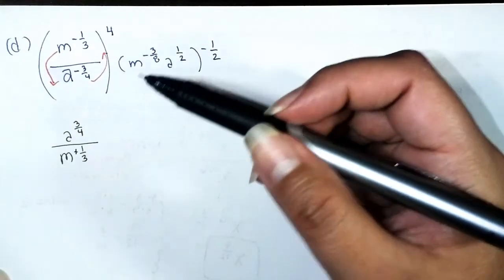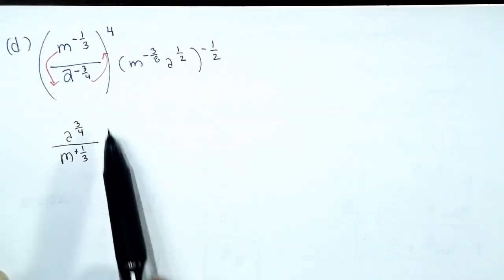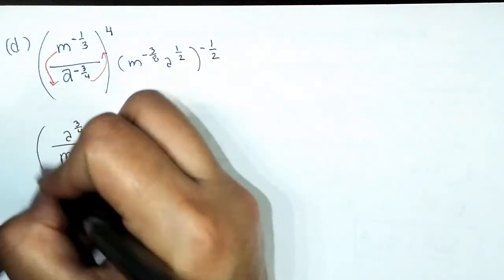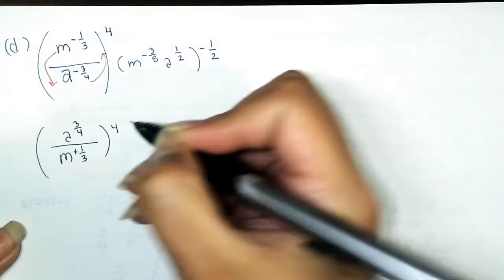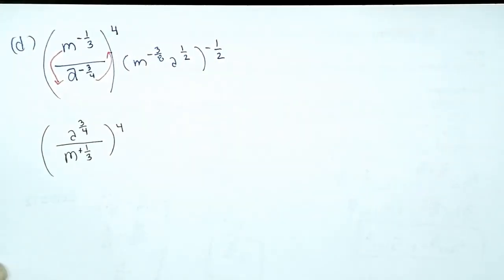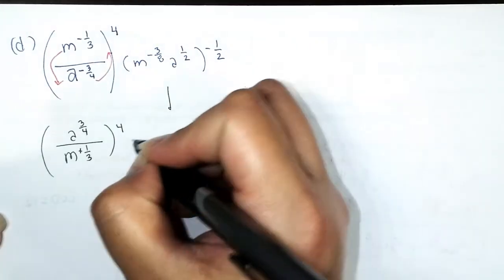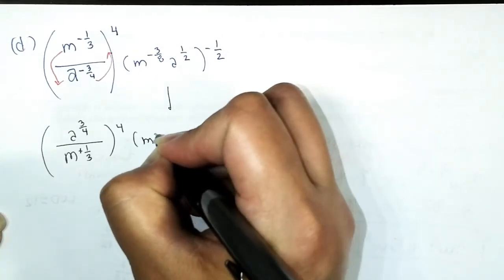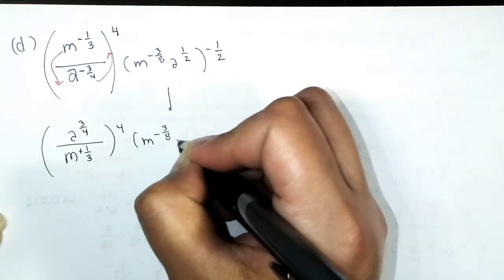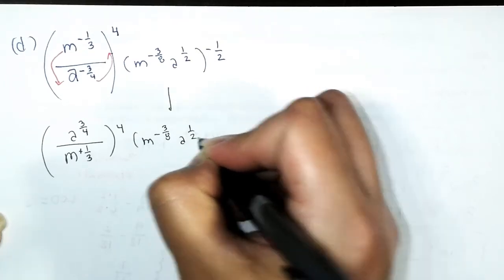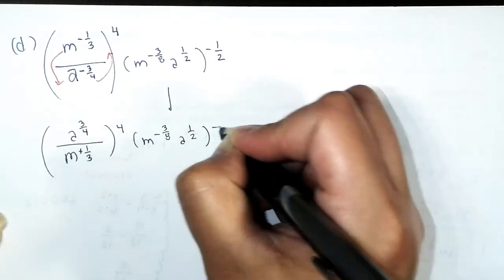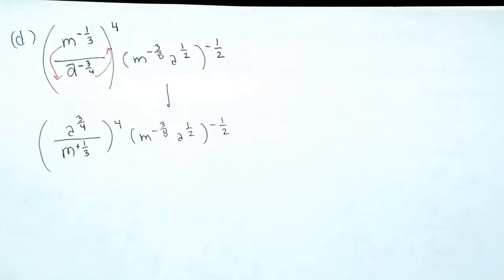Okay. Then what's going on with this fraction? It's being raised to the fourth power. And then you can continue to work your magic now or later. It's really a personal choice. I think I'm just going to bring down the rest of the problem. So times m raised to the negative 3/8 times a raised to the 1/2, and that product will be raised to the negative 1/2. Okay, cool.